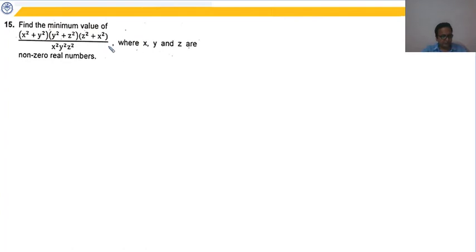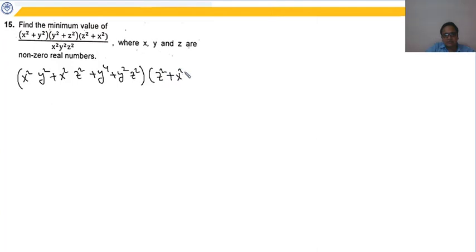Now, question 15th. It says find the minimum value of this expression where x, y, z are non-zero real numbers. These are in multiplication. So we have to simplify them. Let's multiply the first two brackets. We are getting x square y square plus x square z square plus y square into y square is y4 plus y square into z square, and one more bracket we have z square plus x square, and the denominator we had x square y square z square.